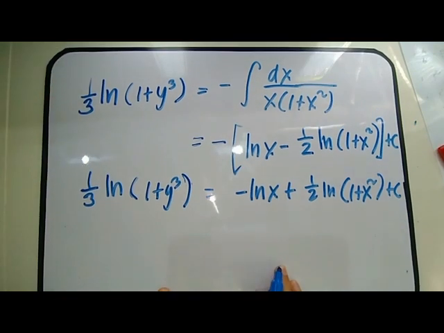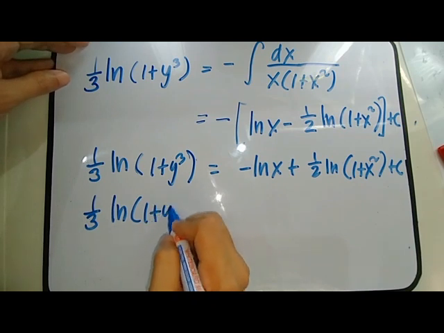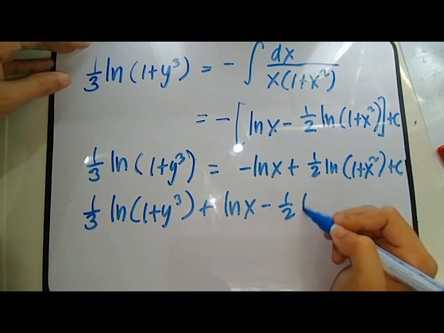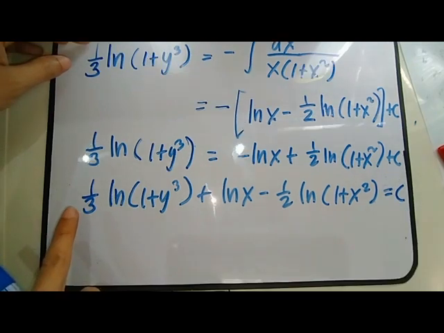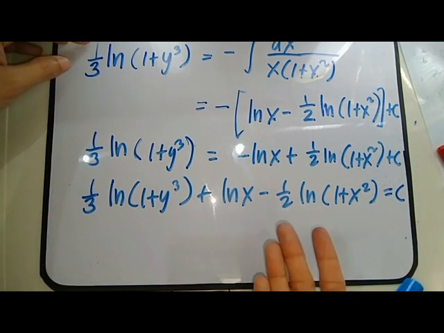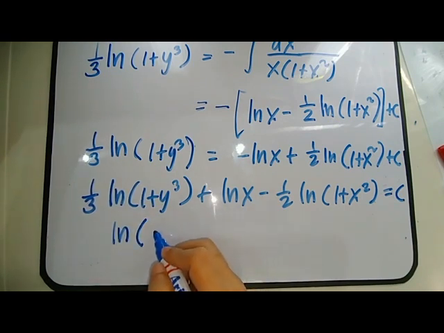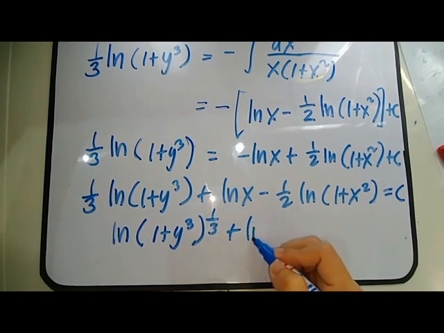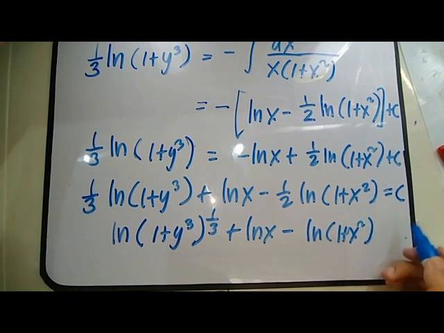So i-simplify natin siya guys. You have here 1/3 ln 1 plus y cubed plus ln x minus 1 half ln 1 plus x squared equal c. Constant dito dapat matanggal. So i-multiply natin guys sa 6. So ito guys can be expressed as ln. So we have here 1 plus y cubed raised to 1/3 plus ln x minus ln 1 plus x squared raised to 1 half equals c.